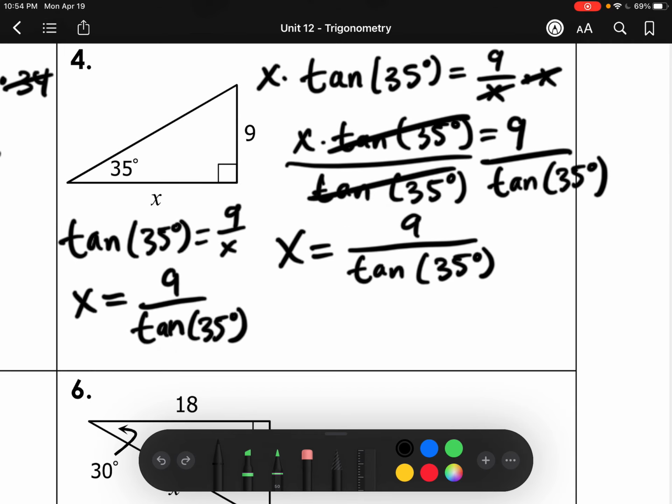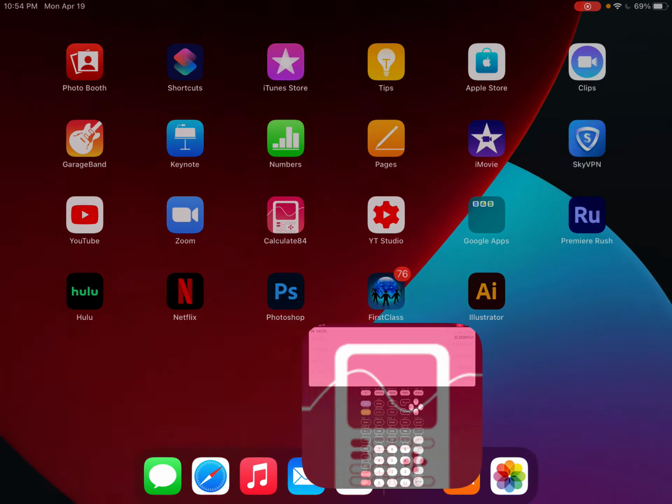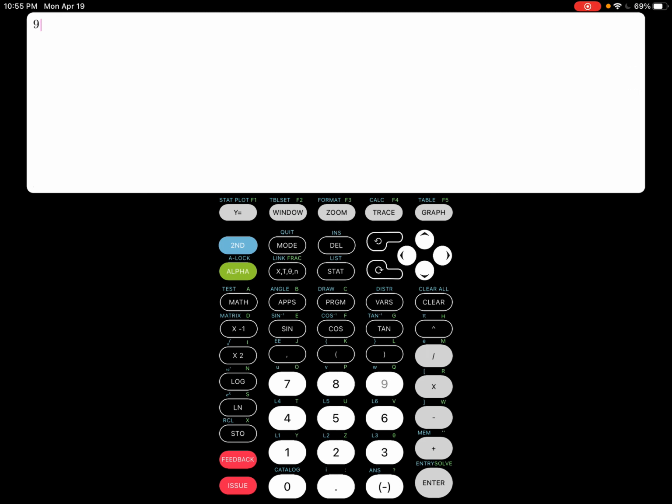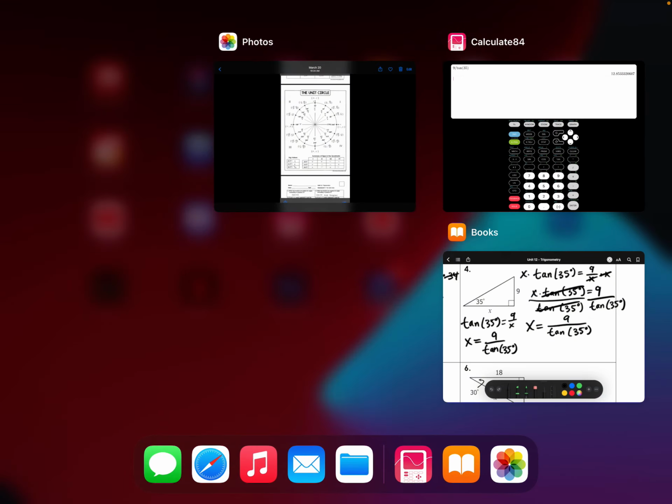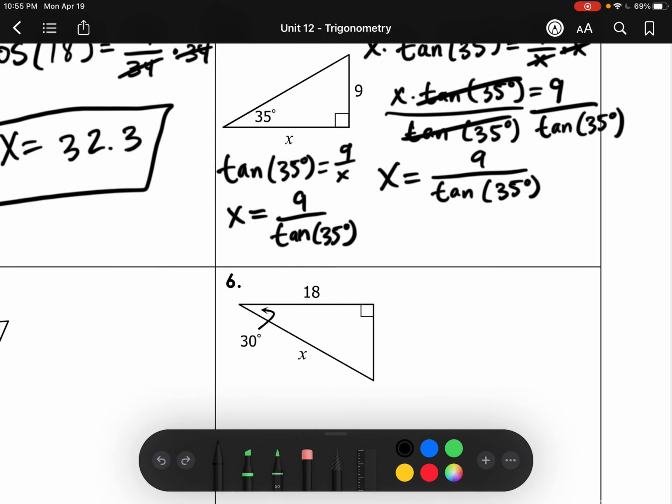So I'm going to go back to my graphing calculator, and I'm going to type in 9 divided by tangent of 35 degrees. So 9 divided by tangent of 35 degrees, and we get 12.85, which will round to 12.9. So here, x is equal to 12.9.